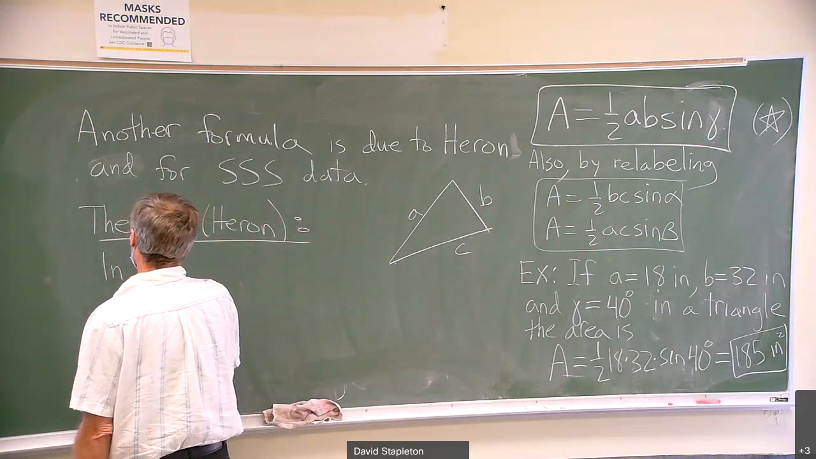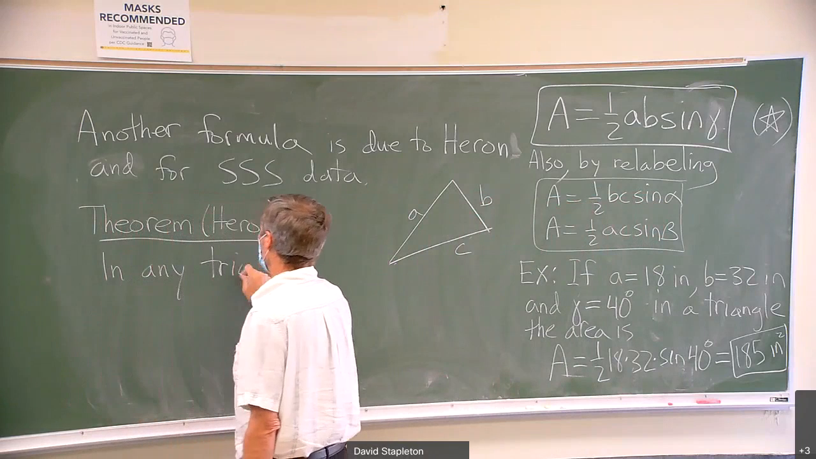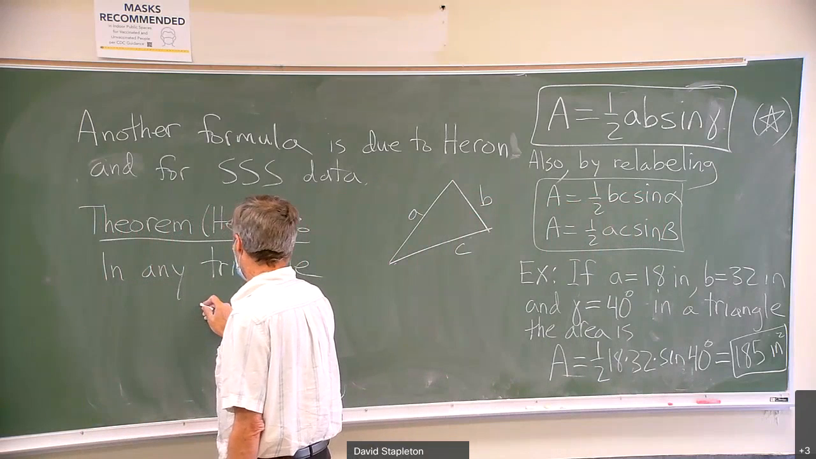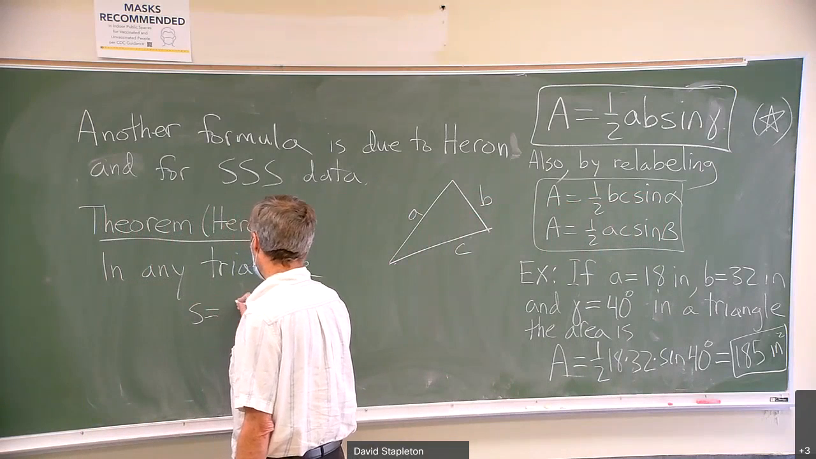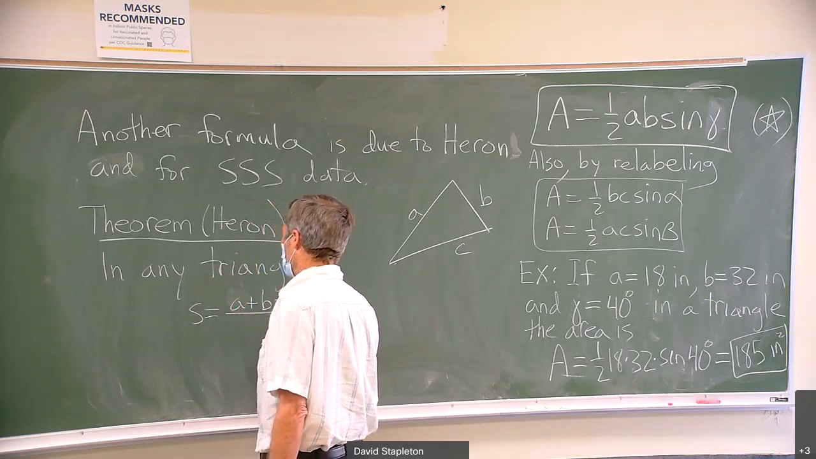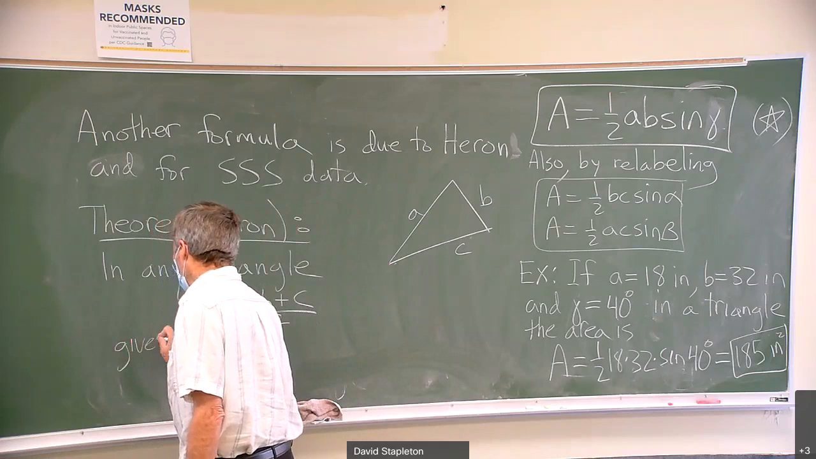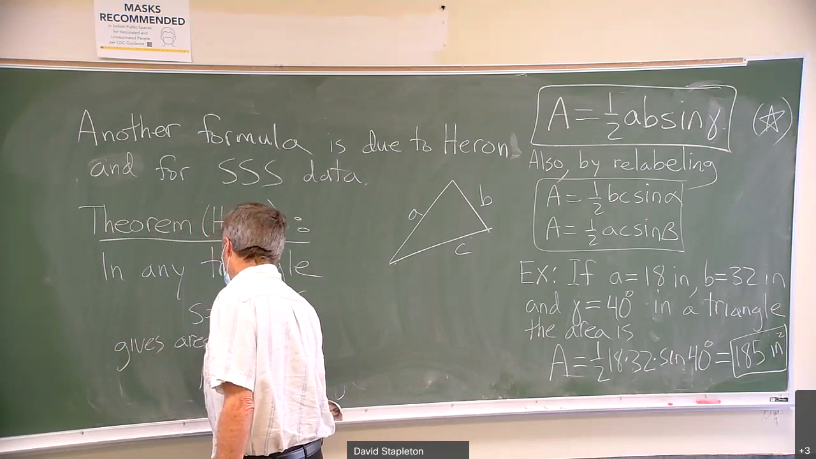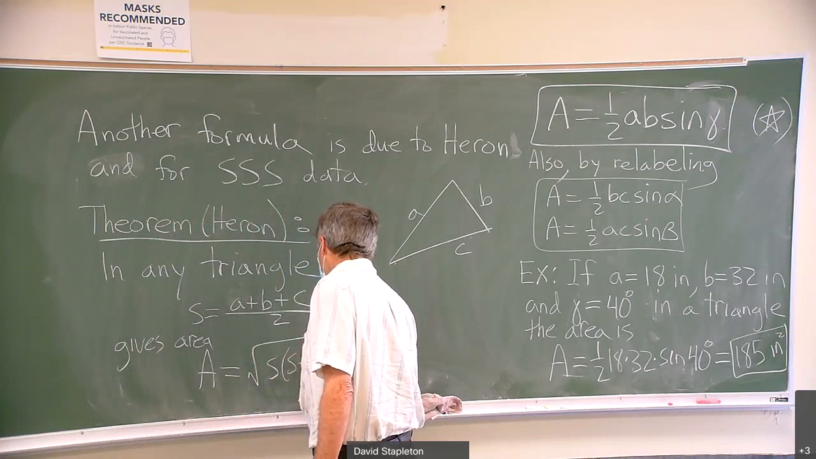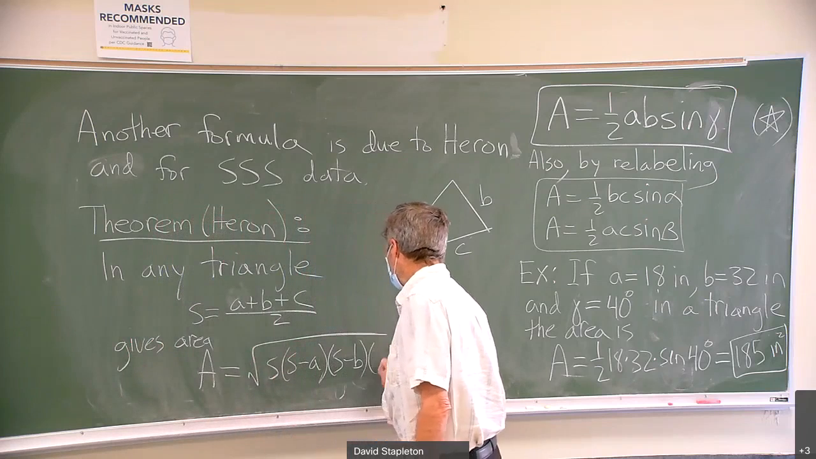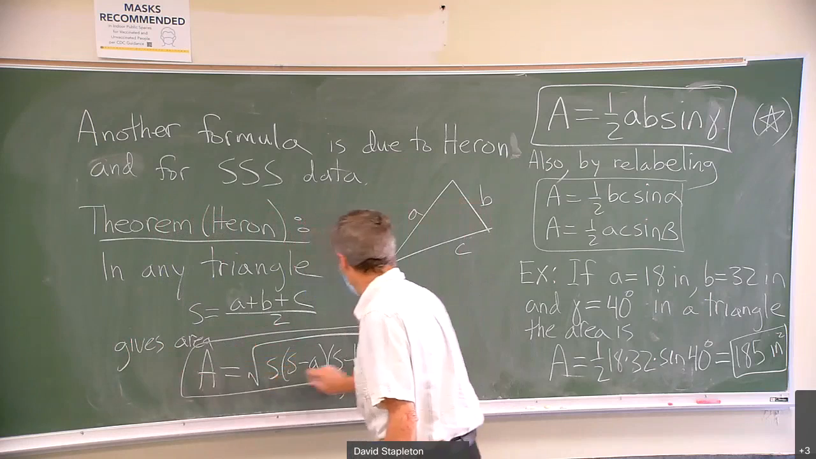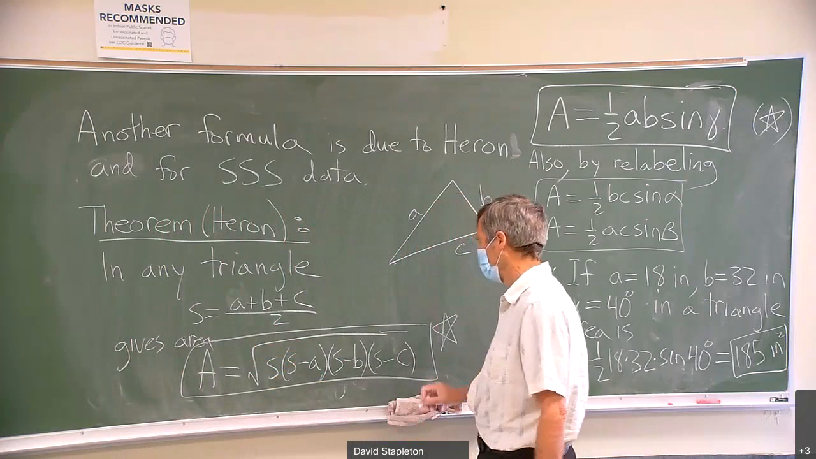This says in any triangle with sides A, B, C, given S equals (A plus B plus C) over 2, gives the area formula: A equals the square root of S times (S minus A) times (S minus B) times (S minus C). This one has so much symmetry. This one isn't too bad to remember either. I want you to memorize both of these equations, right? So this is our second star equation.